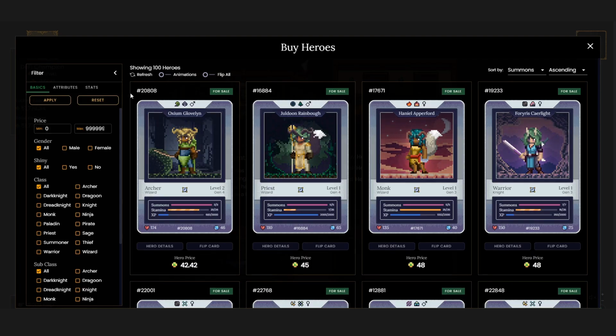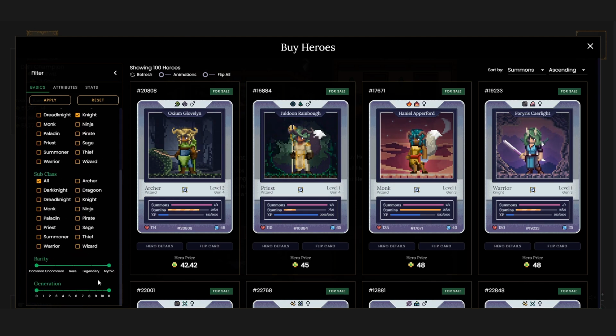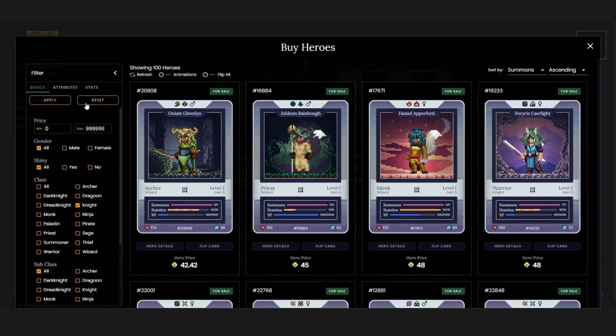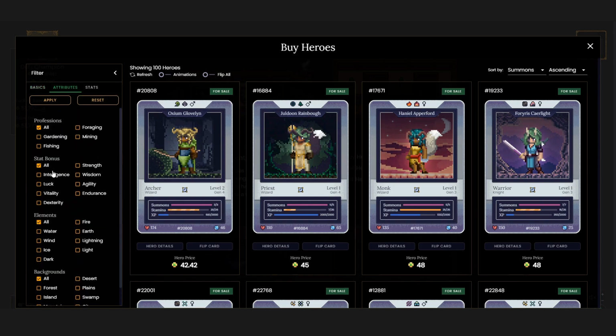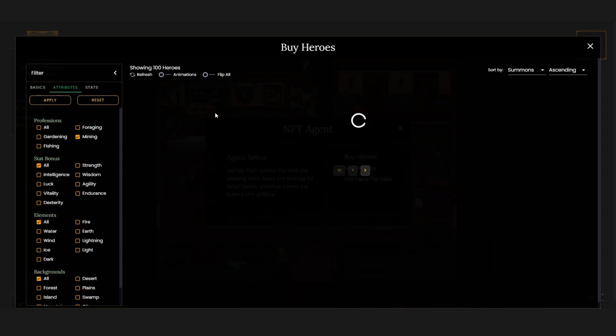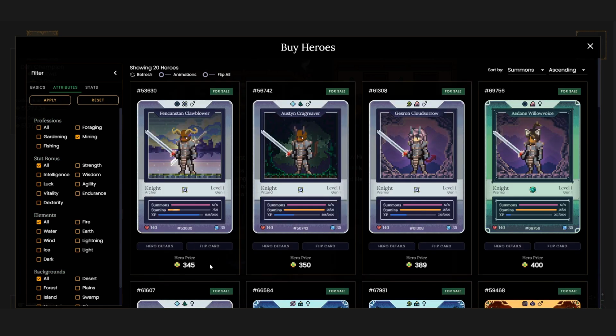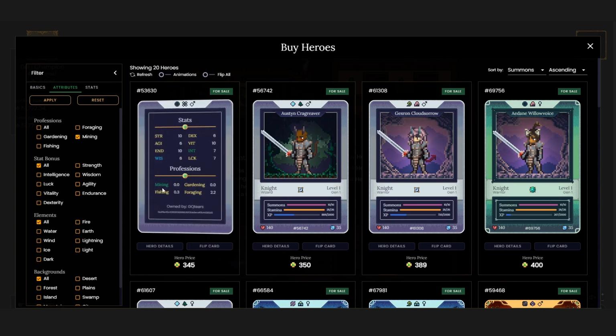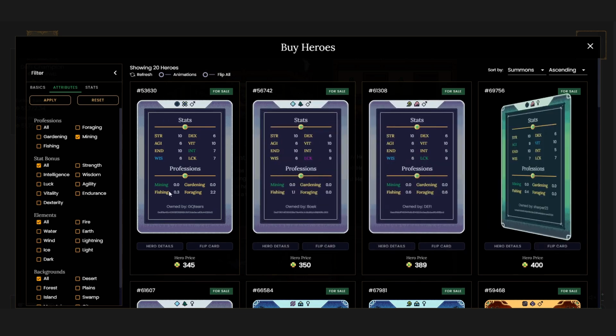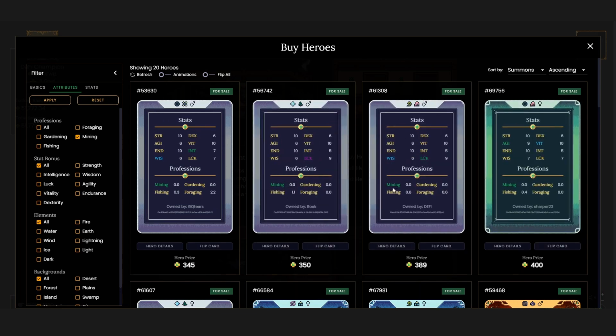Okay, so to give you an example of what I mean, let's once again take a look at knights. Let's focus on Generation 1 knights, and let's take a look at those with the mining boost. You can see the floor price of a 10 summon knight with the mining boost is 345 jewel. And these knights are largely priced because of the mining boost.